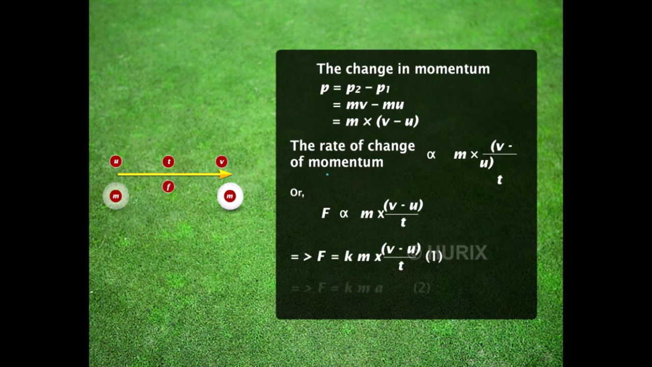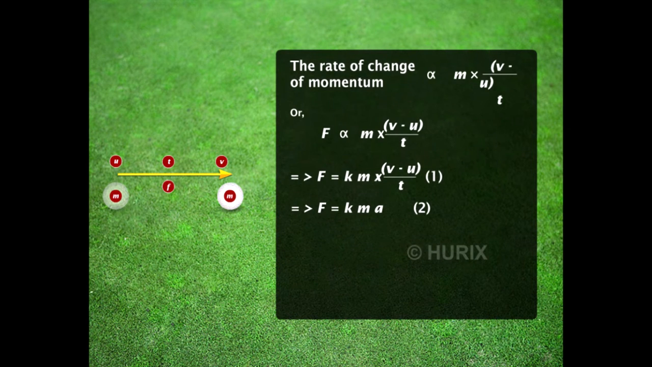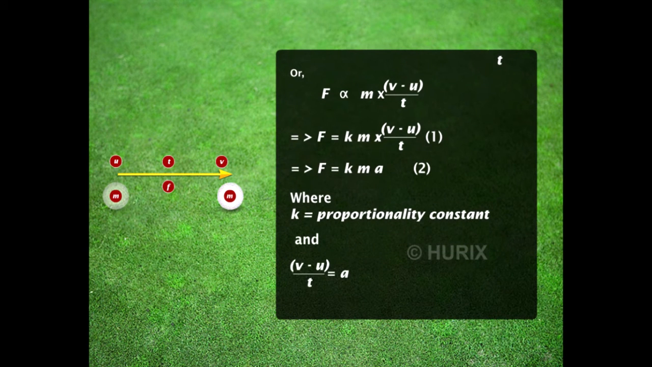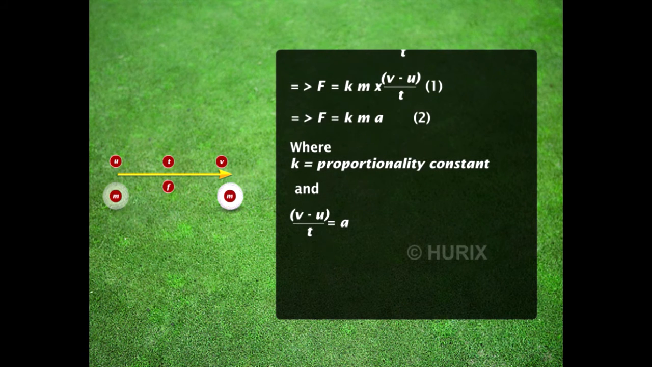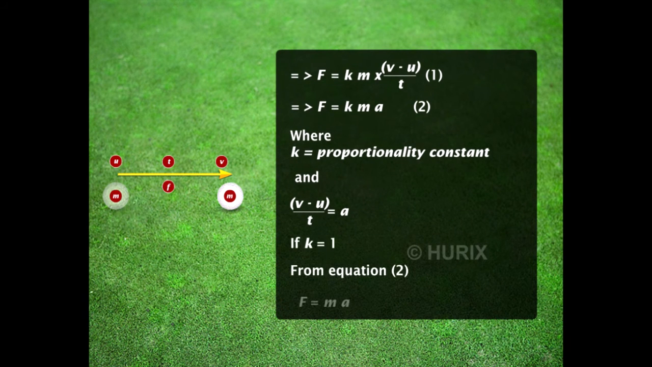That is, K multiplied by mass into acceleration, where the quantity K is a constant of proportionality, and (v minus u) by t is the acceleration a, or the rate of change of velocity. If K equals 1, F equals ma.